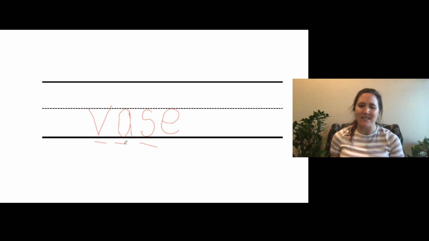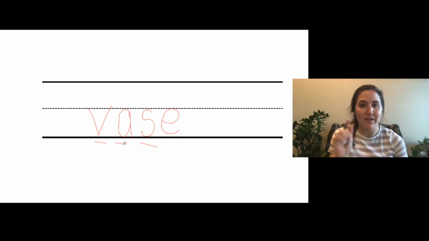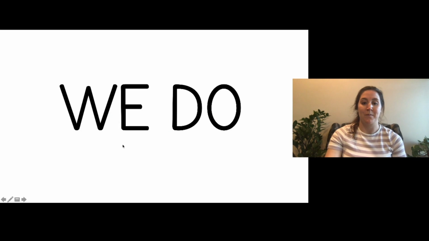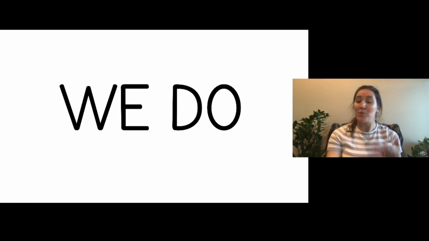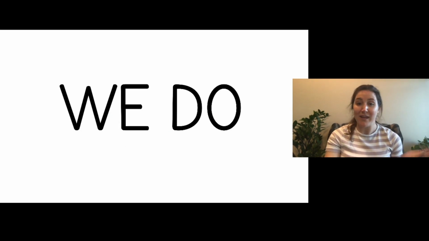If I forgot to put that E at the end, someone would read this word and say vas. But I'm not talking about vas, I'm talking about a vase. Really important to add that E if I hear the long vowel sound. Okay, so now we're going to do some together. So go get a piece of paper so that we can tap out and write some words together that will have silent E. You ready?